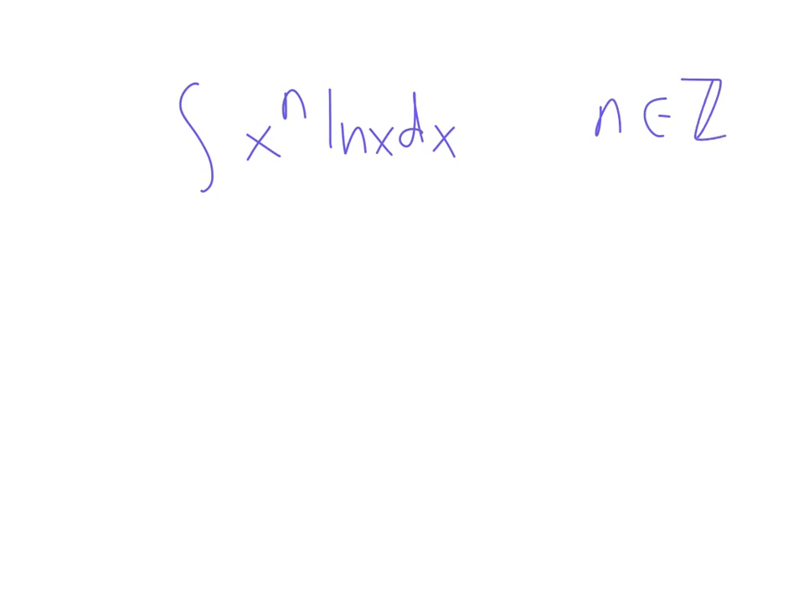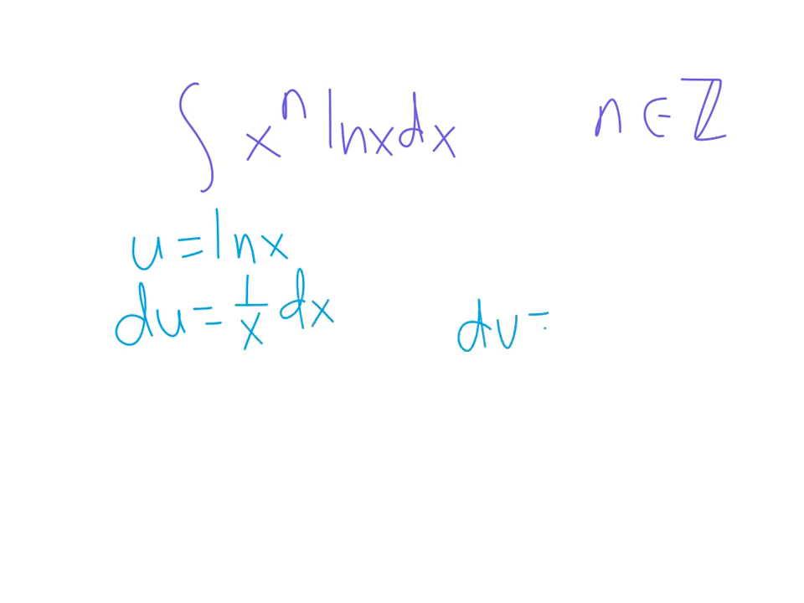Our next problem. x to the n, natural log of x, dx. They do state that n is an integer, so that means I can just do power rule type of stuff. This is similar to the problem we just did. u is going to be the natural log of x, du is going to be 1 over x dx, dv is going to be x to the n dx, which means v is x to the n plus 1, compensate with 1 over n plus 1.